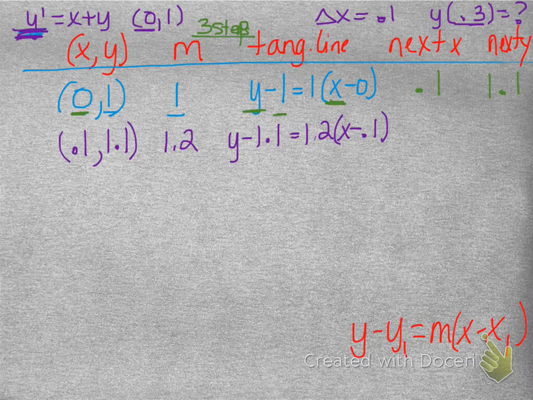My next x, I go up 0.1 again, is 0.2. And I plug 0.2 into that equation. So I'll have 0.2 minus 1 times 1.2 plus 1.1 because I'm trying to solve for y. And I get 1.22.